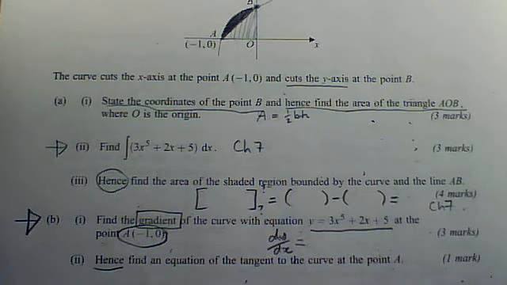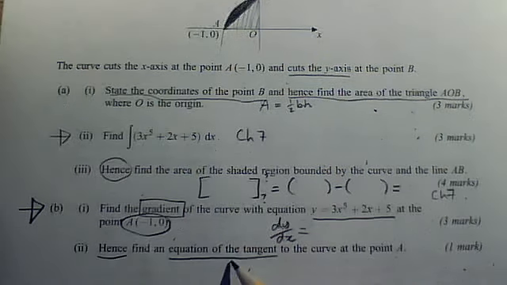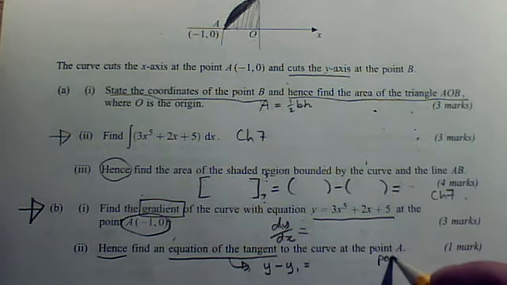Hence, in other words, using what we've just done, we've got to find an equation of a tangent to the curve at the point A. A tangent is a straight line, so we're going to be using our recipe from chapter 3 for a straight line, the one that begins y minus y1 equals. And to use that recipe you need 2 things. You need a point and you need a gradient.